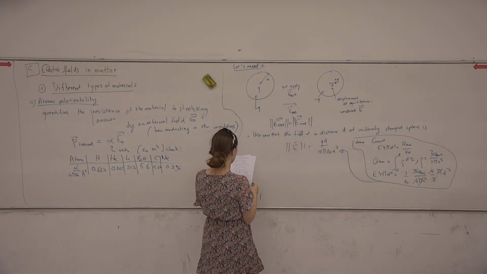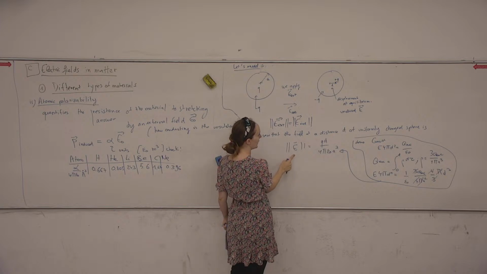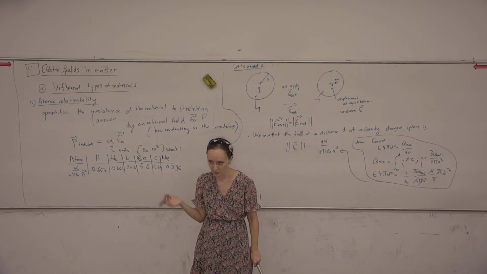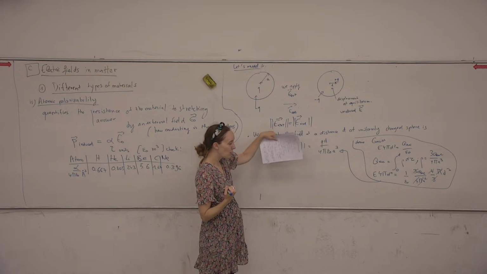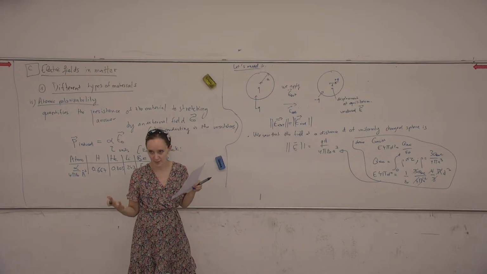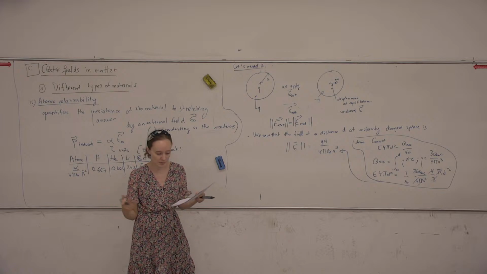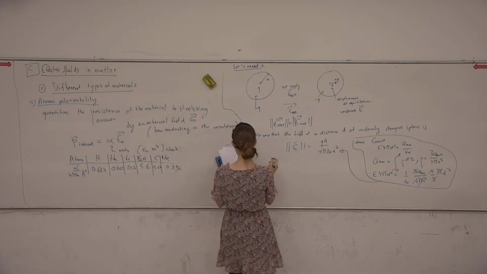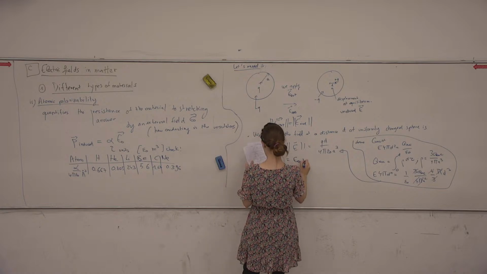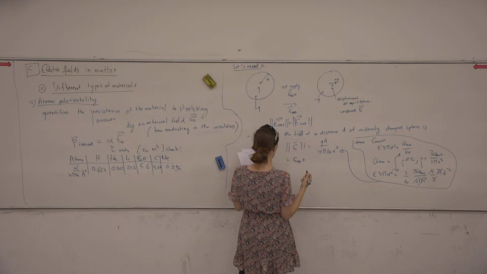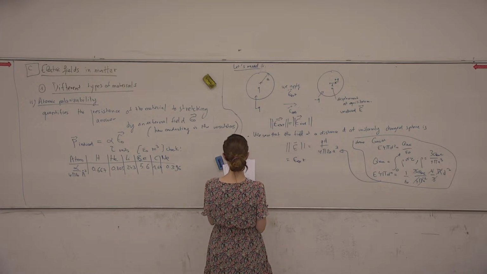So I know that the field at a distance d from a uniformly charged sphere is given by this. I know that this must be equal to the exterior field that I impose, otherwise I wouldn't have equilibrium. And so I know that this is equal to Ex, and it's also the induced field.